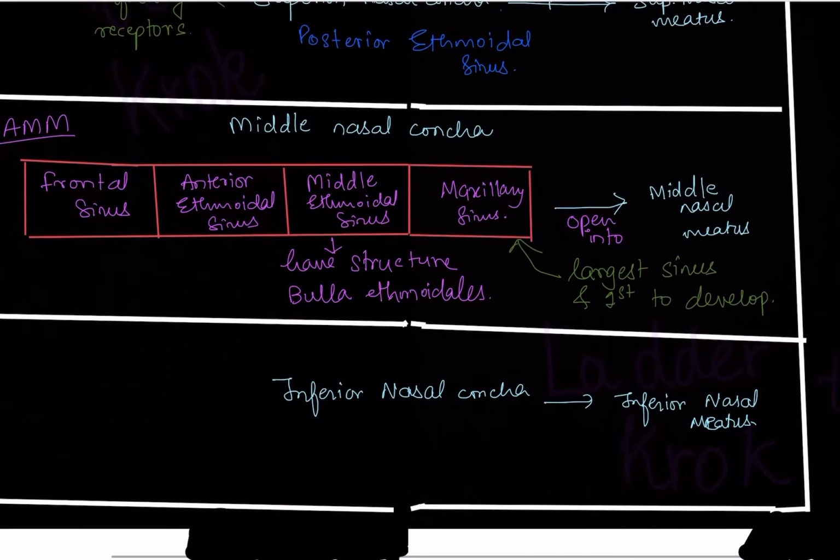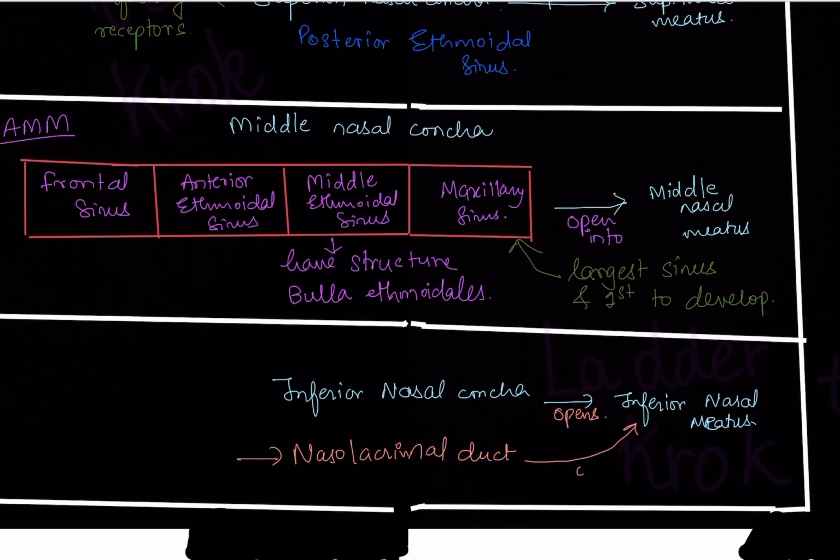Now the inferior nasal concha opens into the inferior nasal meatus. There's an MCQ coming: where does the nasolacrimal duct open into? You must remember that the nasolacrimal duct also opens into the inferior nasal meatus.